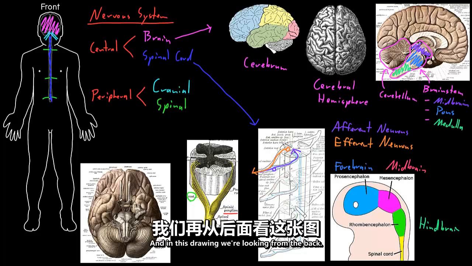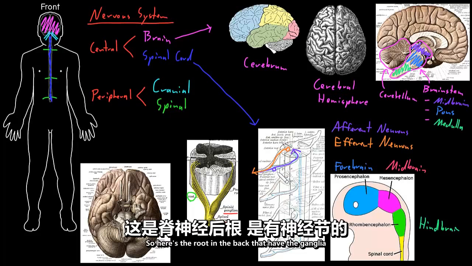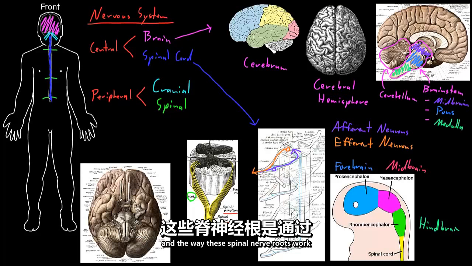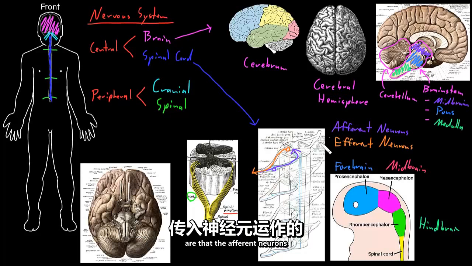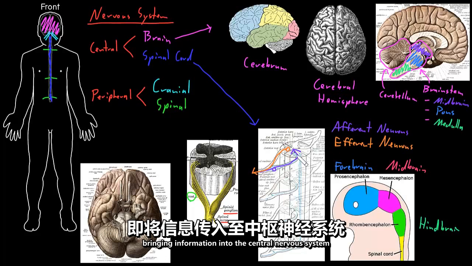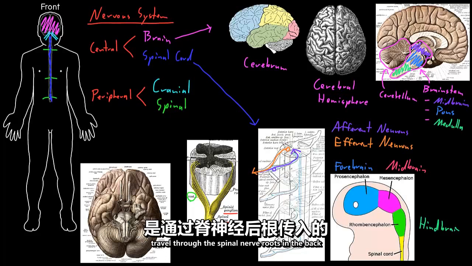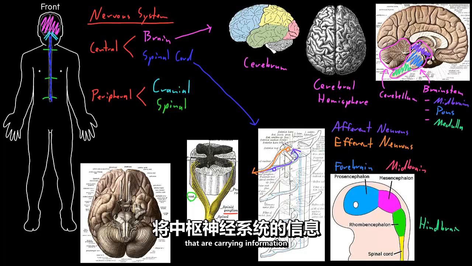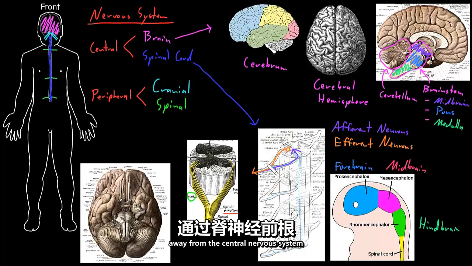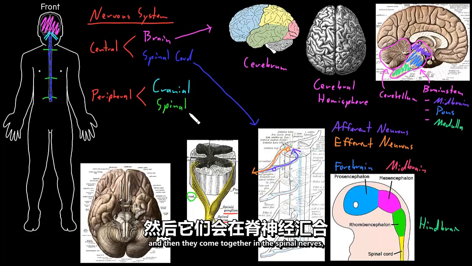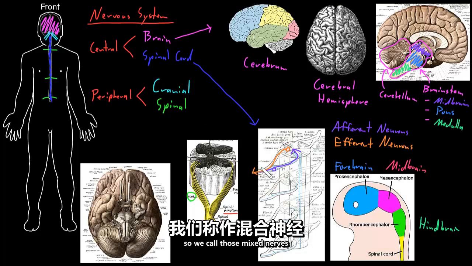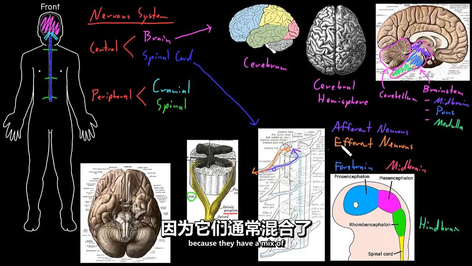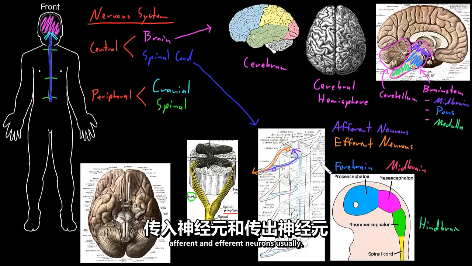And in this drawing, we're looking from the back. So here's the root in the back that has the ganglia. And the way these spinal nerve roots work are that the afferent neurons bringing information into the central nervous system travel through the spinal nerve roots in the back, and the efferent neurons that are carrying information away from the central nervous system travel in the spinal nerve roots in the front. And then they come together in the spinal nerves. So we call those mixed nerves, because they have a mix of afferent and efferent neurons usually.